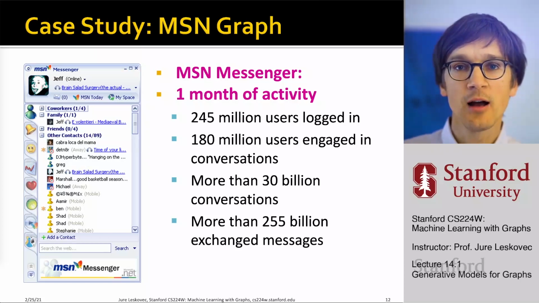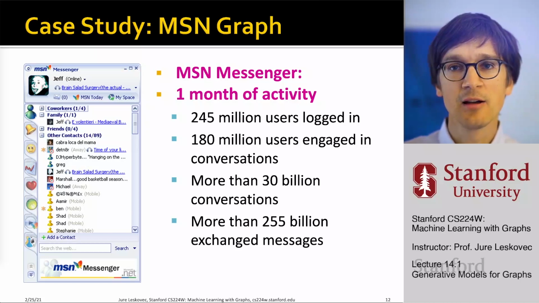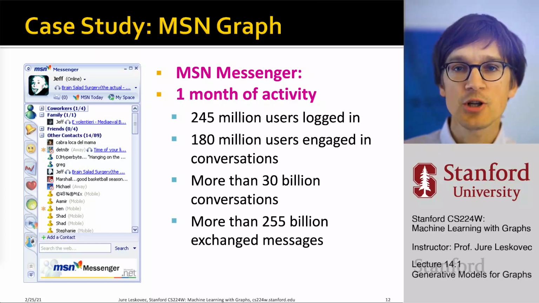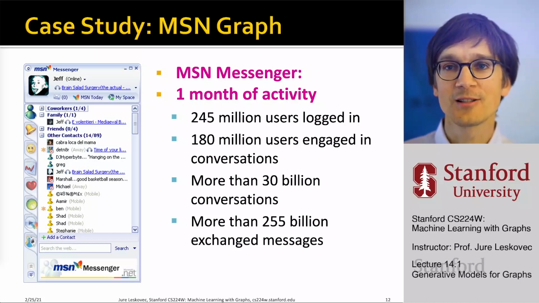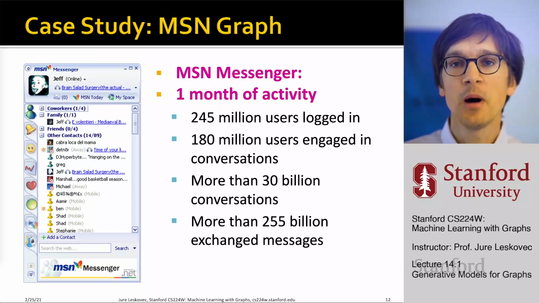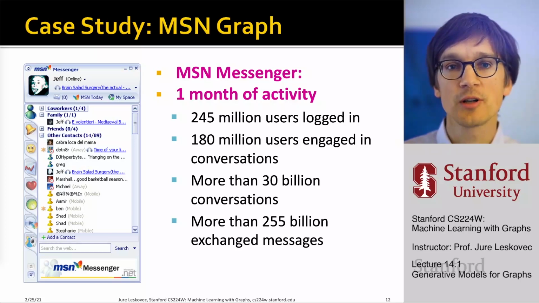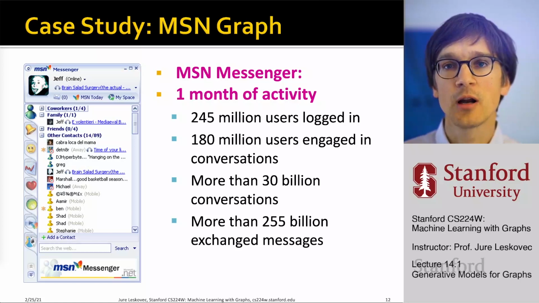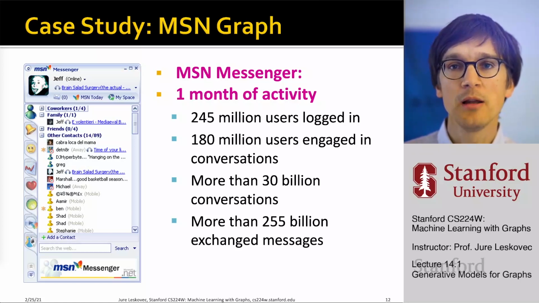So this was like a WhatsApp, Slack type application before all these other services existed. At that time it had around 250 million monthly active users, about 180 million actually engaged in conversations. There were more than 30 billion conversations over a month, so about 1 billion conversations a day, and hundreds of billions of exchanged messages.